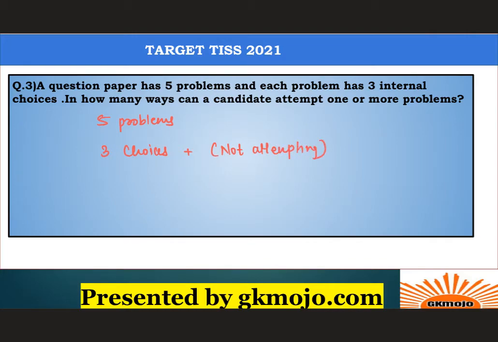Basically, what choices does a student have? If there are options A, B, C, and one arbitrary option which is not choosing any option, he can go for A, he can go for B, he can go for C, or he can choose none of the options. So basically he has 4 choices, and there are 5 problems. So the total number of ways in which a candidate can attempt one or more problems will be 4 to the power 5 minus 1.